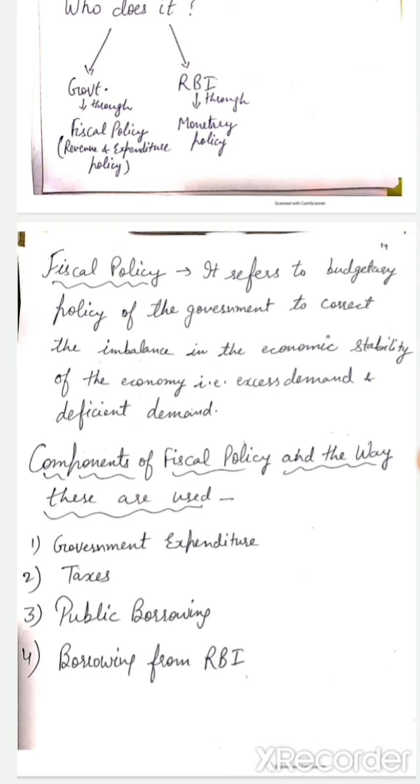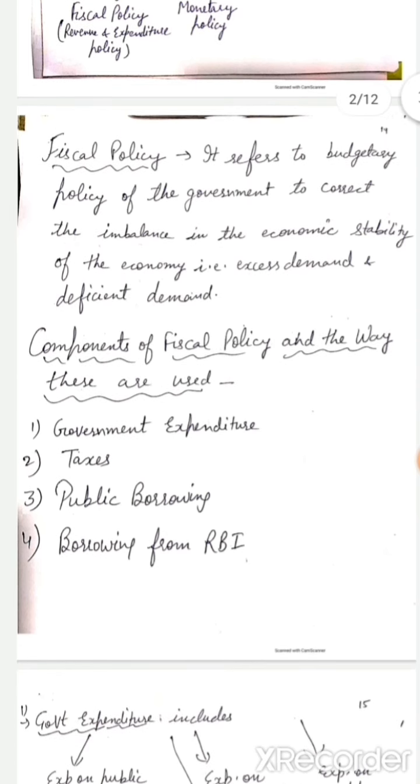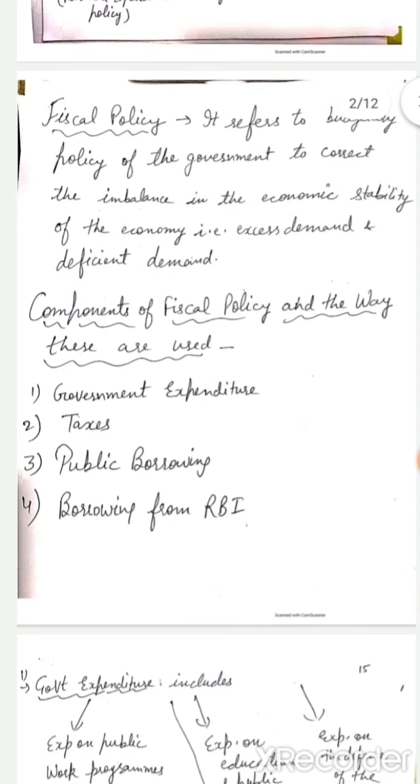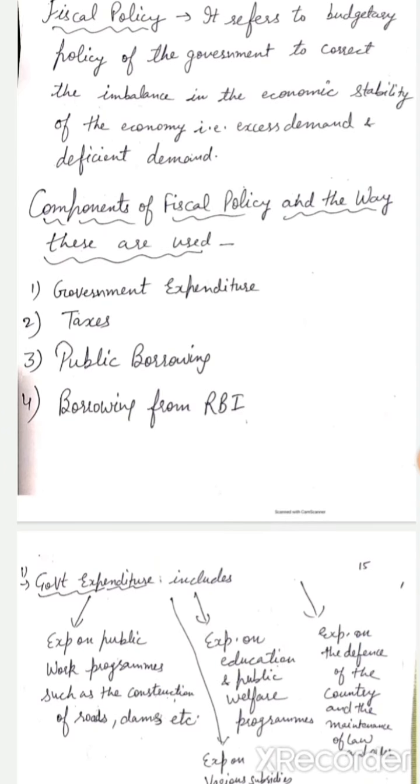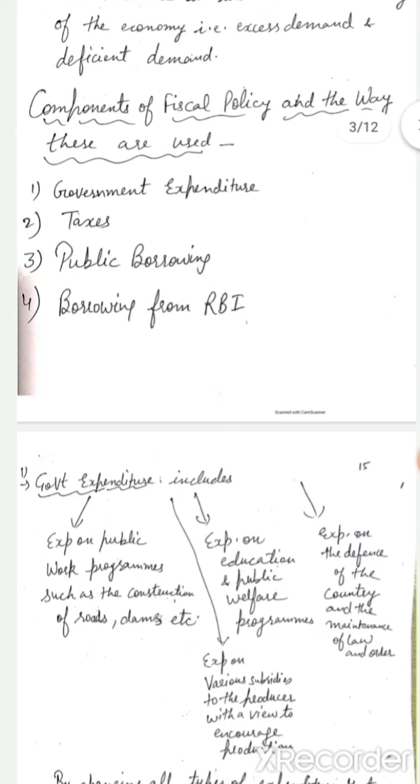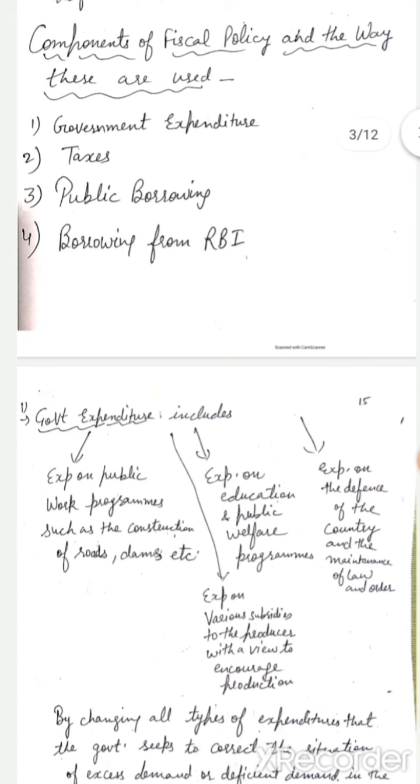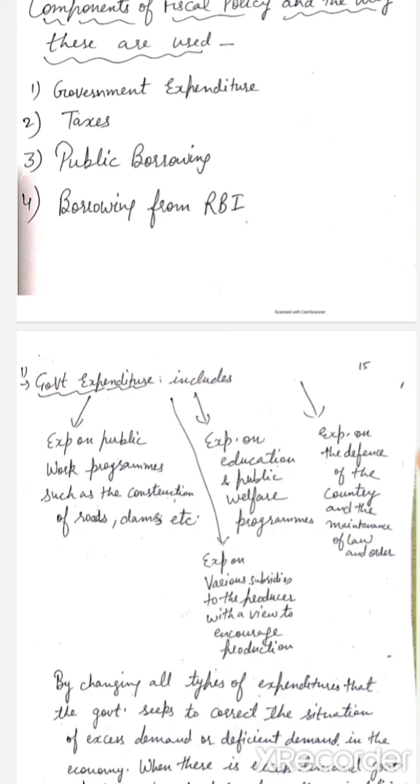Monetary policy you studied in chapter 6, banking. Now, what is the meaning of fiscal policy? It refers to the budgetary policy of the government to correct the imbalance in the economic stability of the economy, that means excess demand and deficit demand. We will discuss this policy in detail in the next chapter, government budget. Now, what are the components of fiscal policy and the way these are used? The components of fiscal policy are government expenditure, taxes, public borrowings, and borrowings from RBI.